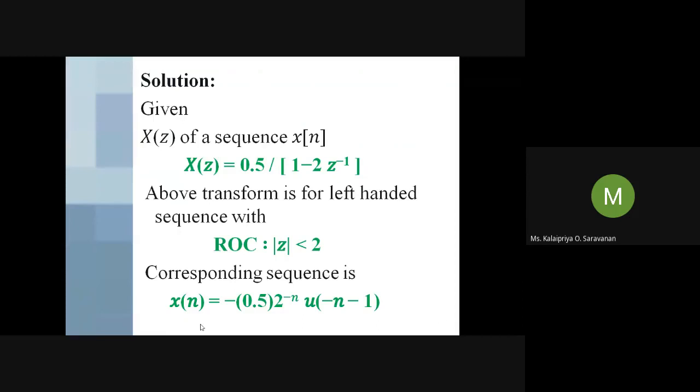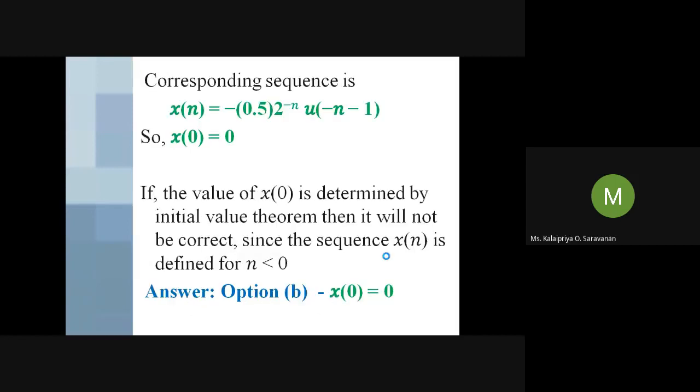In the question, they have asked you to calculate x of 0. So to calculate x of 0, simply substitute n as 0 in this given expression. So substituting n as 0, x of n is equal to minus 0.5 to power minus n u of minus n minus 1, which will yield the value as 0. So your option would be 0.